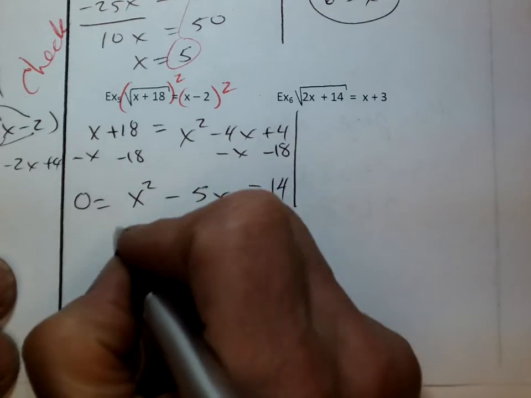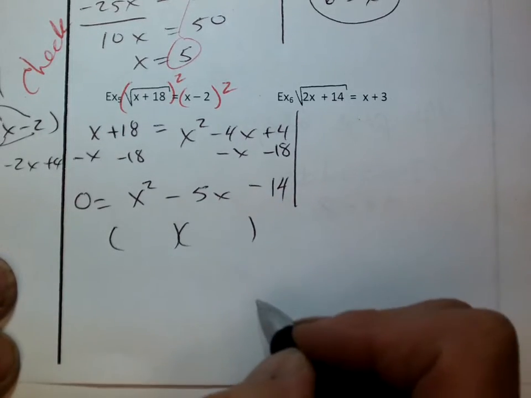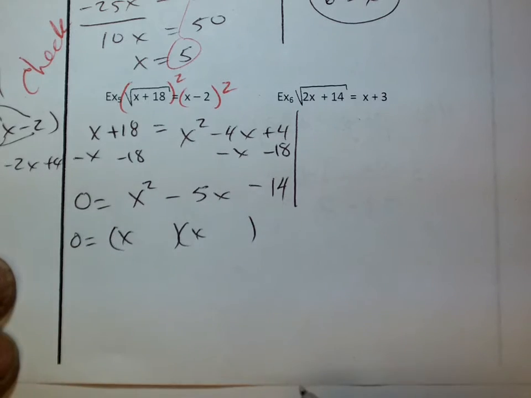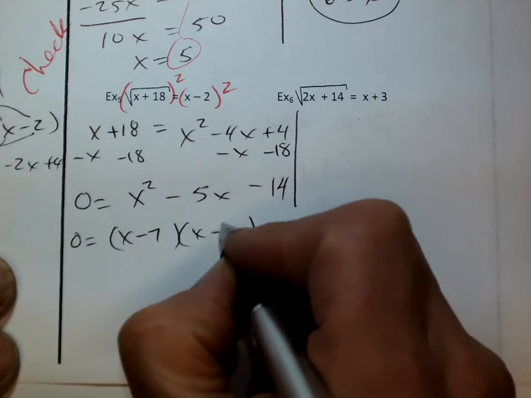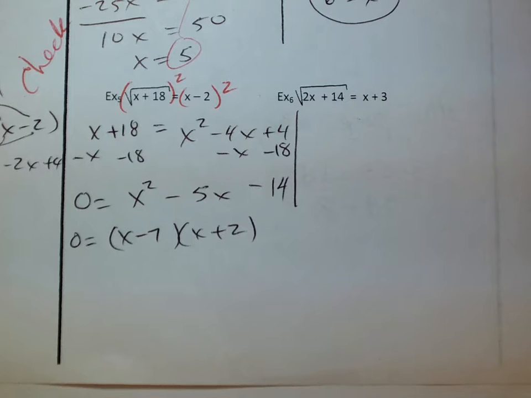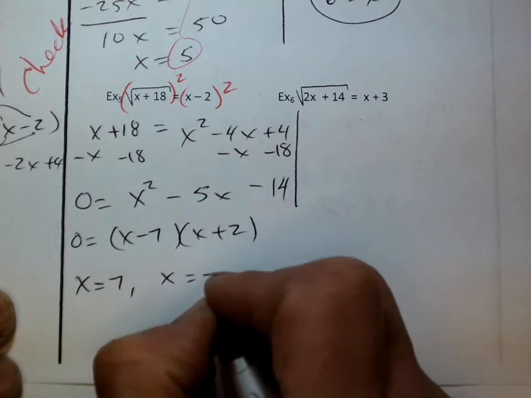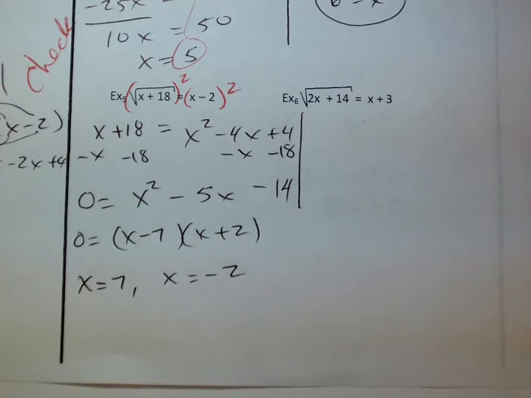This will factor. x and x, right? Negative 7, positive 2, right? So far, so good? So x is really going to equal 7, and x is going to equal negative 2. But the negative 2 is making me nervous, because I think we talked about the fact that we're not supposed to have a negative inside the square root. So the negative 2, I'm going to check that negative 2. The 7, I think, is going to work.